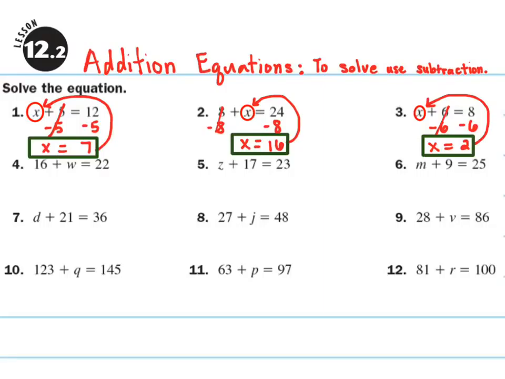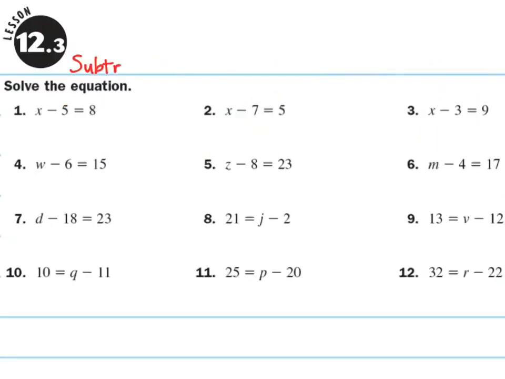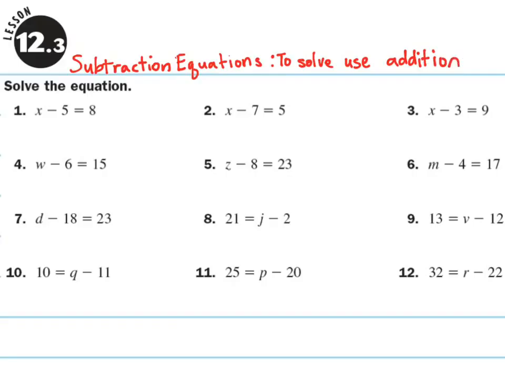In 12.3, we'll see that it's a little bit different, but not much. So 12.3, we have subtraction equations. Basically with subtraction equations, in order for us to solve them, we're going to use addition. So pretty simple and pretty straightforward. Our very first question is x minus 5 equals 8. The first thing I want to do is identify the variable, which is x. That's some number, minus 5 equals 8.